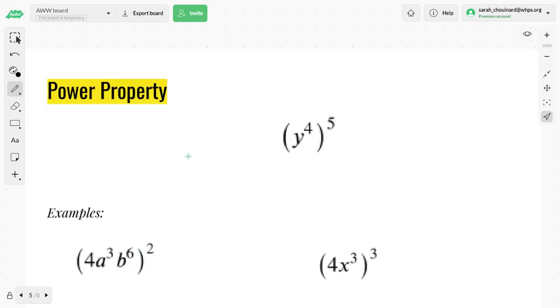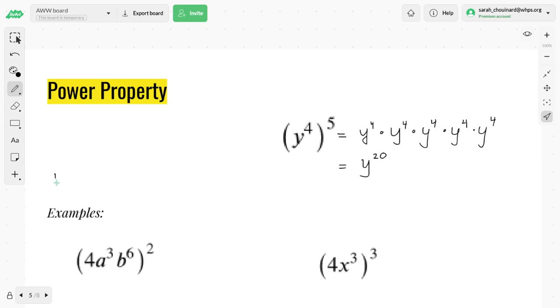Our power property is when we have a power raised to another power. So in this problem, y to the 4th is being raised to the 5th. So I could expand it out to be y to the 4th times y to the 4th times y to the 4th times y to the 4th times y to the 4th, 5 times in total. If I count up the y's, this is y times itself 4 times. 4 more times make 8, 12, 16, and 20. So y to the 4th raised to the 5th power can be simplified to y to the 20th. So if you noticed, all I did was multiply 4 times 5.